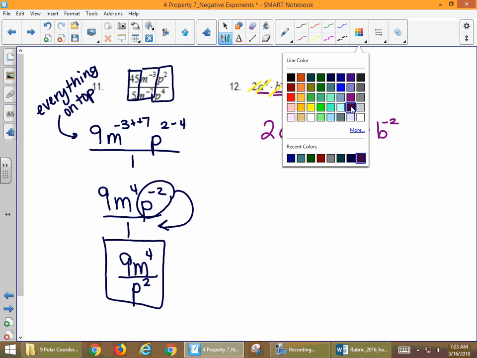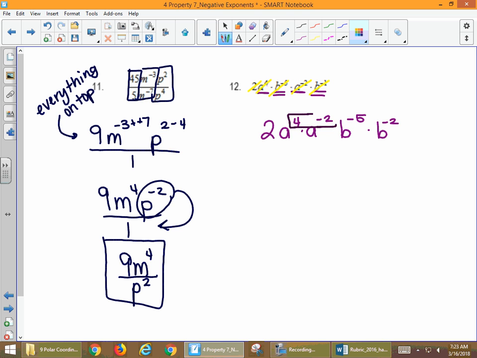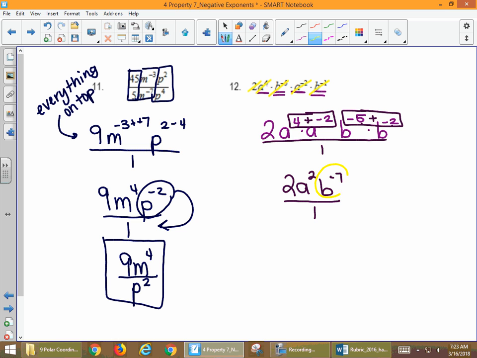And then we have the same base and we're multiplying, we add. And since there's no fraction, this is all of this over 1. 4 plus negative 2 is positive 2. Negative 5 plus negative 2 is negative 7. And our negative term needs to drop to the denominator. And when we drop it to the denominator, we switch the sign.